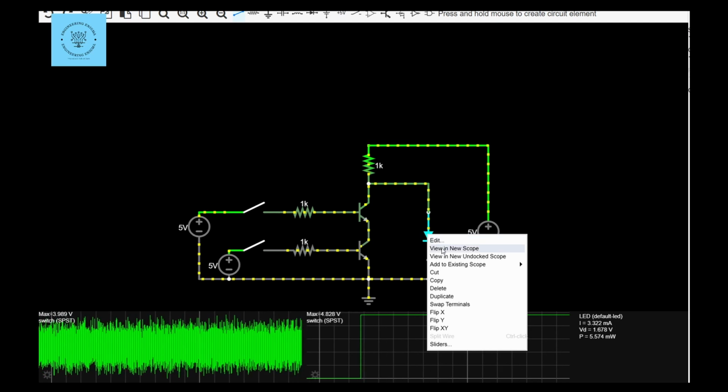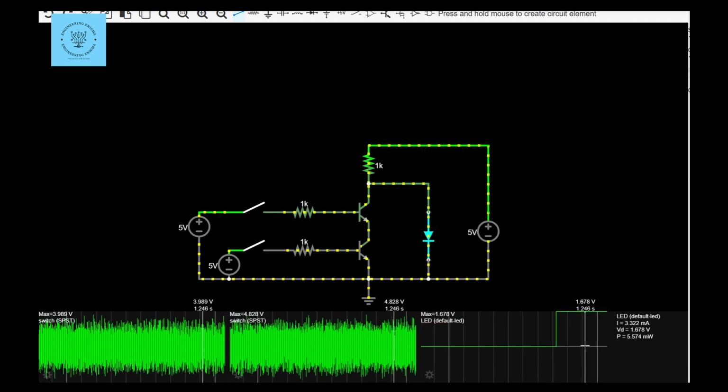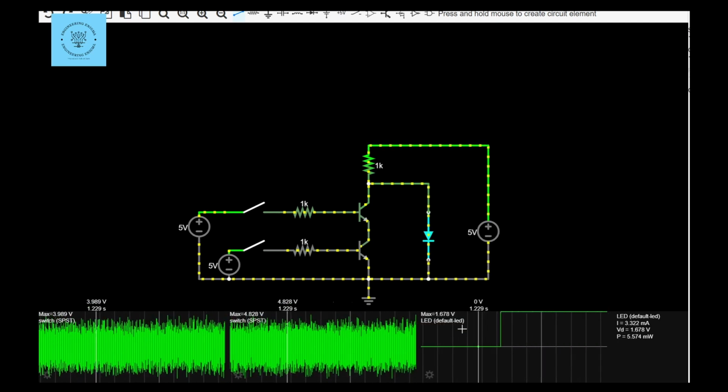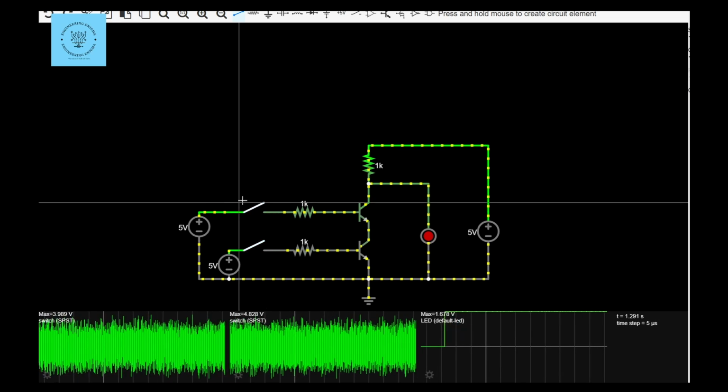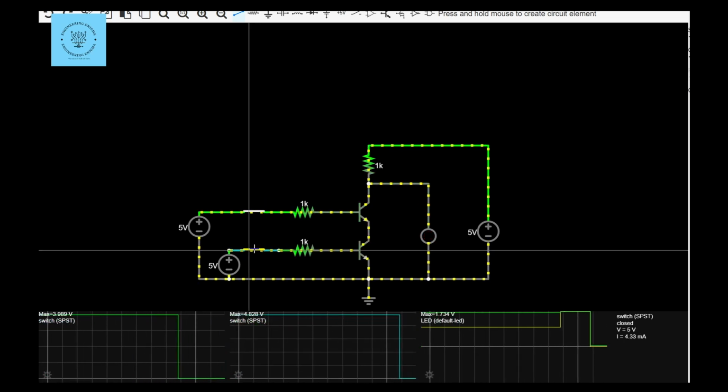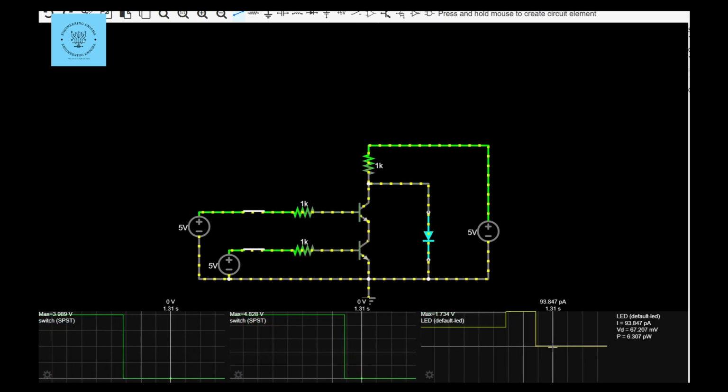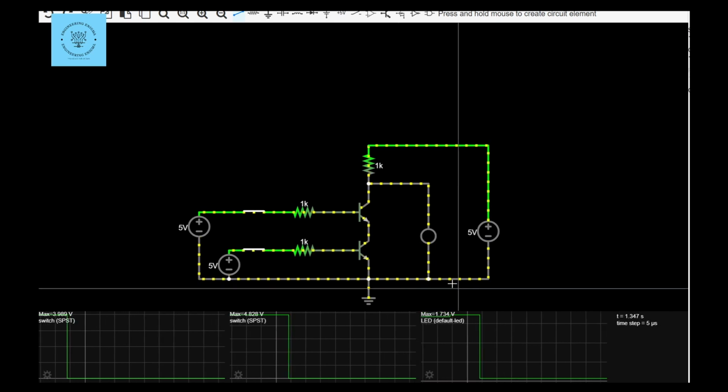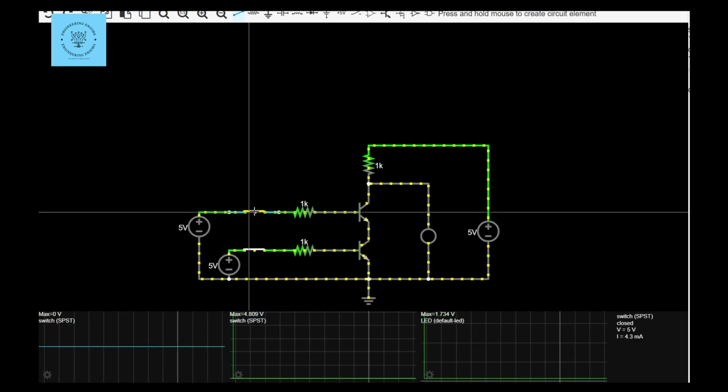So the LED turns off only when both inputs are 1, which matches the behavior of a NAND gate. If you look at the graphs in the simulation, you can see 3 waveforms. The first graph represents input A, the second graph represents input B, and the third graph represents the output, which is the LED. We can also verify this using the truth table.